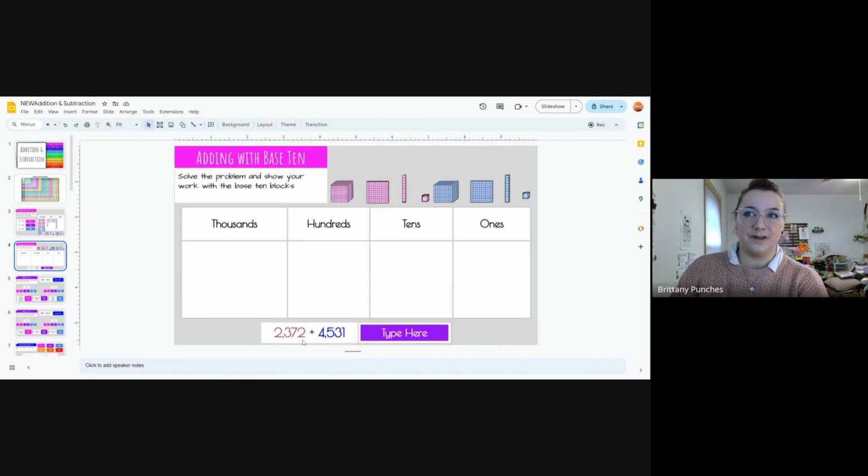2,372. Our ones place shows us a 2. So let's add 1, 2. After ones is tens. How many tens do we need? 7. Good. 1, 2, 3, 4, 5, 6, 7.